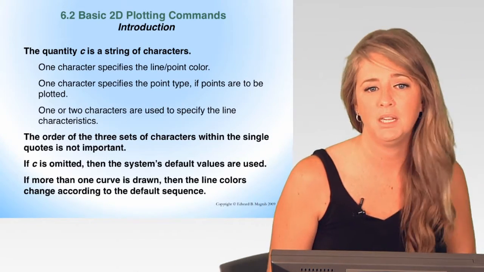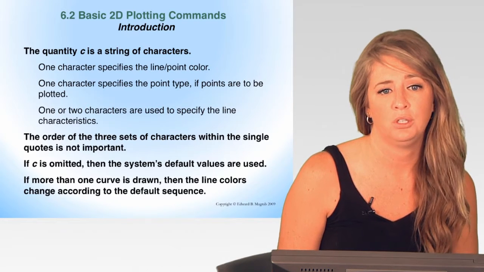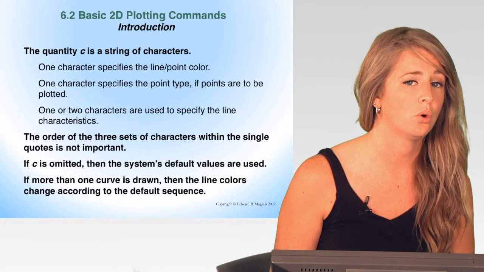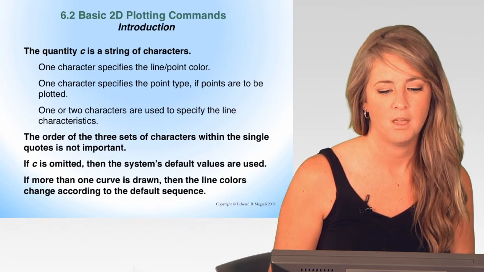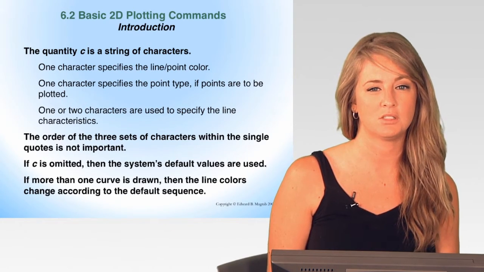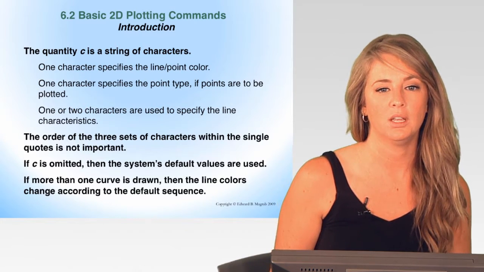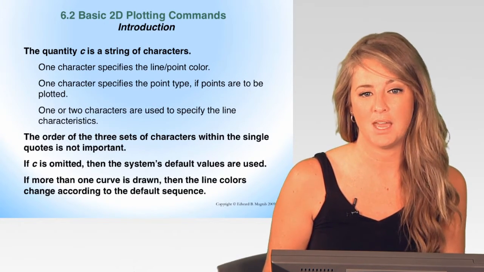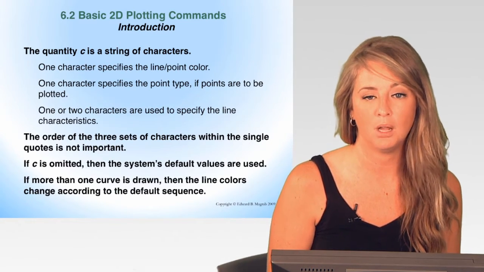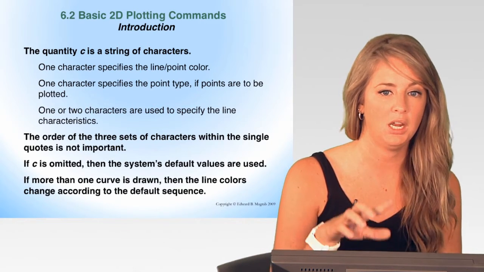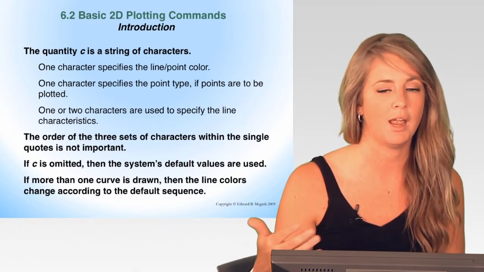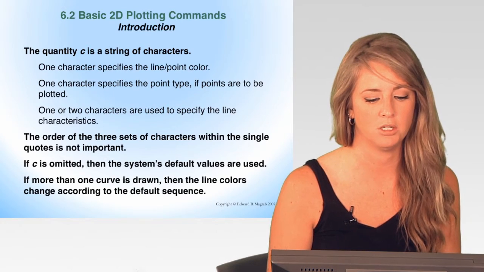If the C is omitted, then the system's default values are used, and if more than one curve is drawn, then the line colors change according to the default sequence. So where this is going to be useful is there will be times, like when we're using different methods to plot ordinary differential equations, you're going to end up with two of the same exact graphs on the same graph window. Well, the only way that we can distinguish that both plots are actually on the graph is to change the formatting of each of the graphs so that we can change the color or the point type or the line type so that we can distinguish the two from each other.